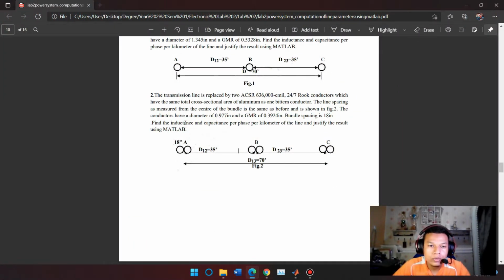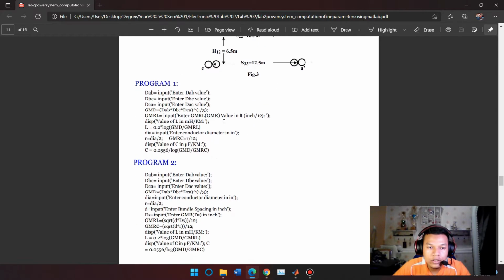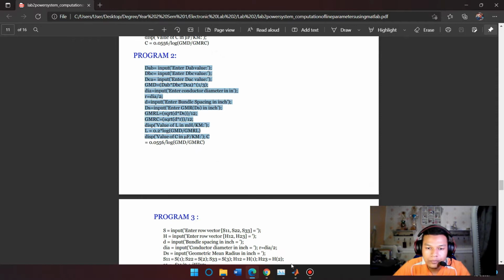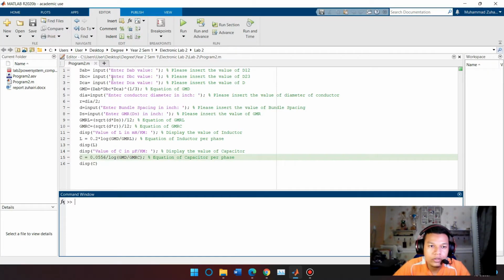My name is Muhammad Zuhairi bin Zulkifli. Today I will present exercise 2, in which I need to find the value of inductance and capacitance per phase per kilometer for this transmission line in MATLAB. Firstly, we write the program 2 in MATLAB. So this is the coding.